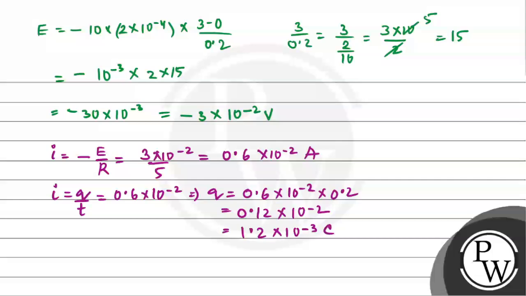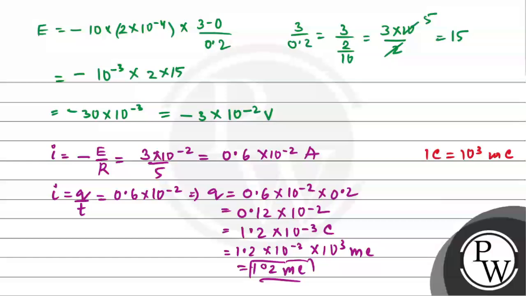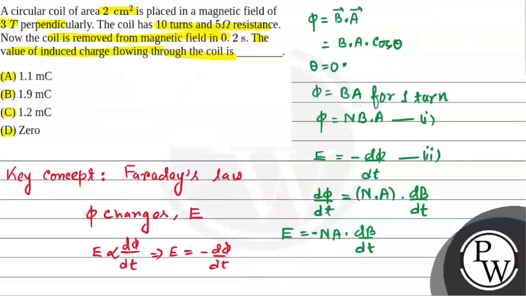And we know that 1 coulomb equals 10 to the power 3 millicoulomb. So the final value becomes 1.2 into 10 to the power minus 3 into 10 to the power 3 millicoulomb, that is 1.2 millicoulomb. So this is our final answer, and among the options we can see that option C matches our answer. Hope you have understood it well, and best of luck.